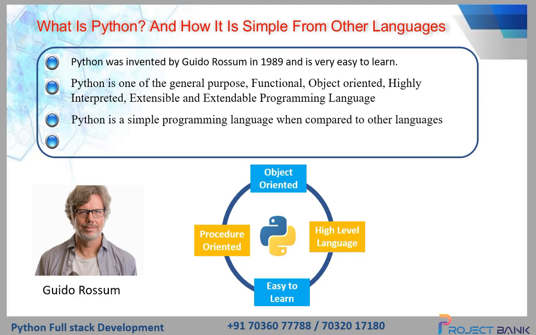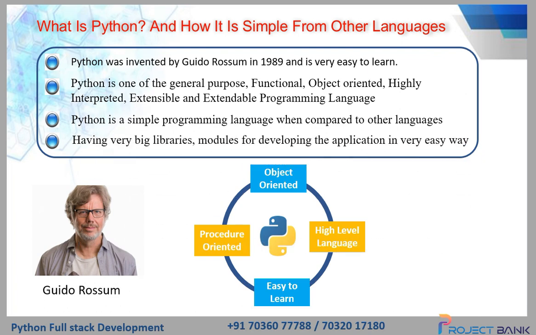Python is a simple programming language when compared to other languages. It is very simple because of huge libraries and it looks like an English-like language. There is no need for by-hearting syntaxes and all. It is very easy while running the code and everything. It has very big libraries and modules for developing applications in a very easy way.